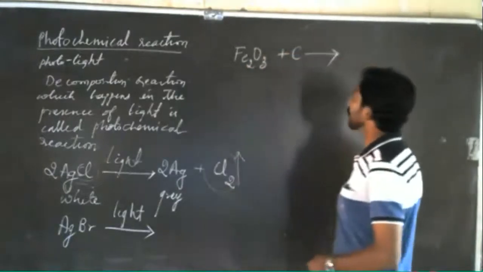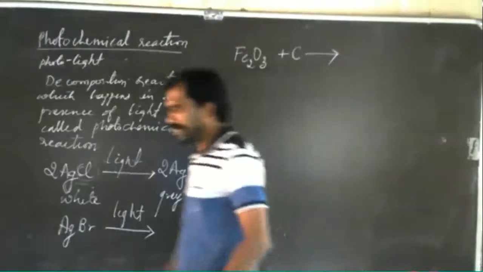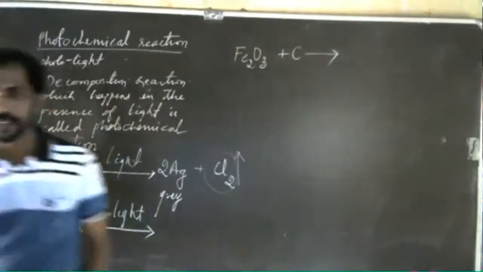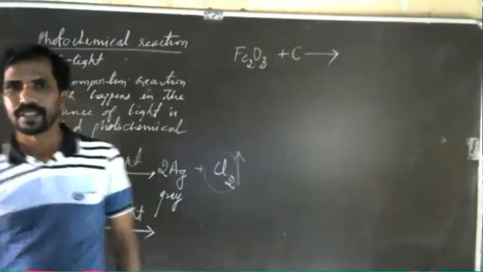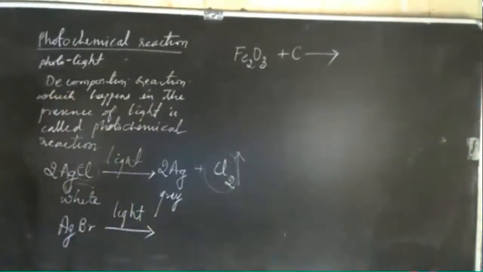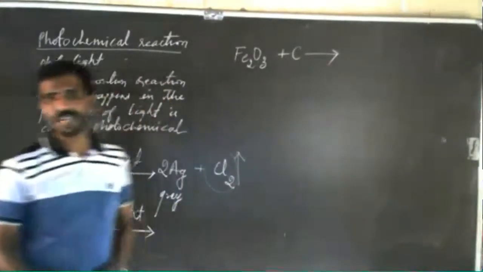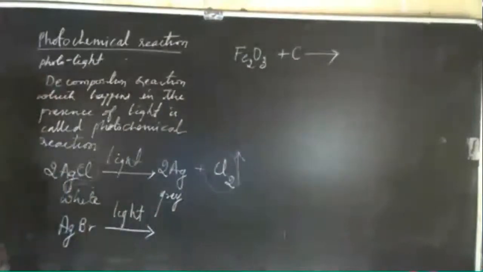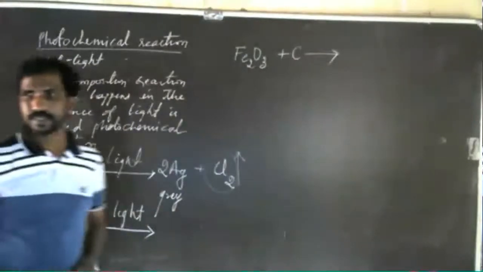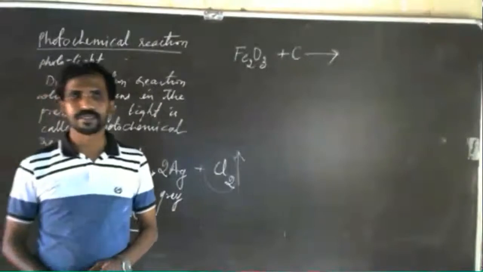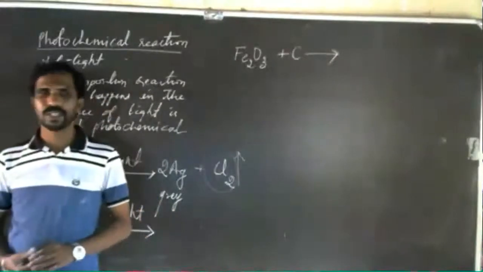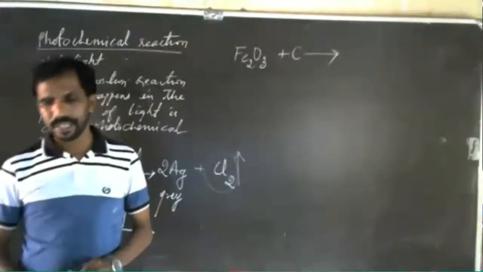So one more reaction, just complete this reaction. We'll see who will complete this reaction. Complete the above reaction. Fe2O3 and carbon. Ferric oxide reacts with carbon. What happens? Write the reaction. Write the equation, sorry. Write the equation and balance the equation also.